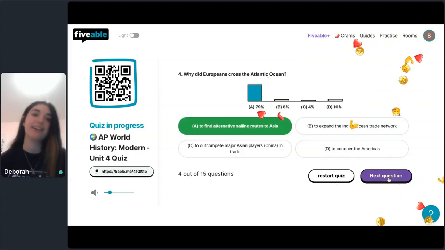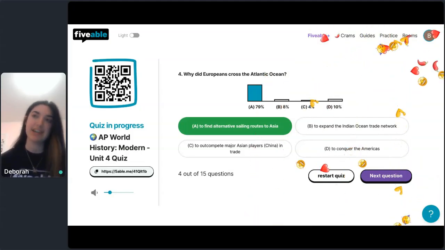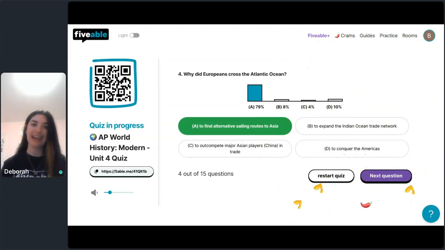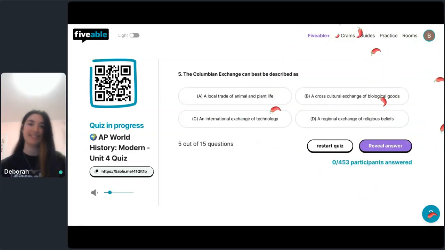And it was to find alternative sailing routes to Asia. Remember, most people in Europe didn't even know that the Americas existed at that time. So that's why people used to say that Columbus discovered America, right? He didn't really discover it, but he was kind of the first person to bring it to the European world. All right, I think we're ready for the next one.